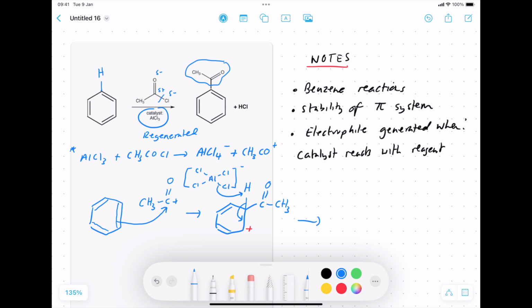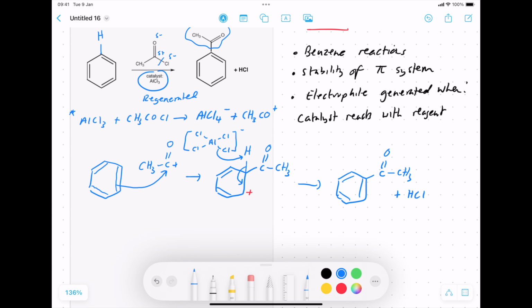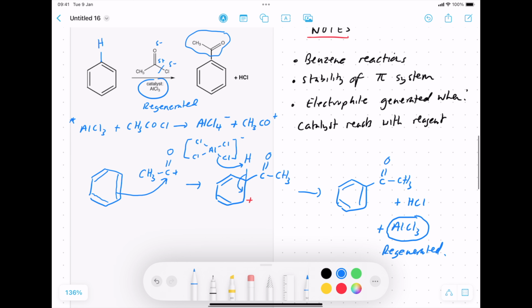So we end up with the benzene ring being regenerated, the C double bond O CH3 plus HCl, and the AlCl4- has now become AlCl3. So we can circle that and say that the catalyst has been regenerated, thus fitting the definition of a species that participates in the reaction but is not consumed.